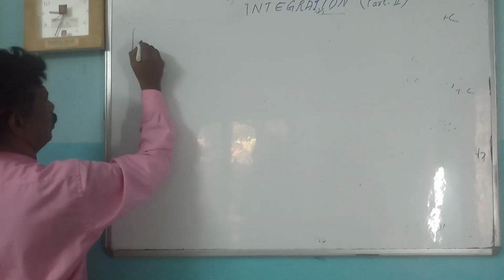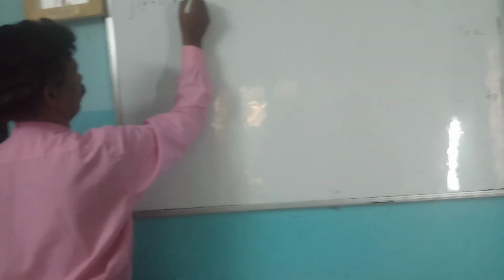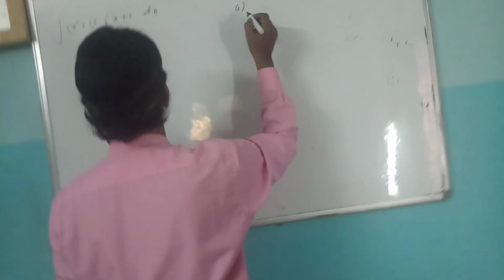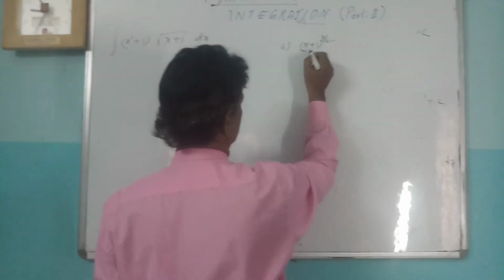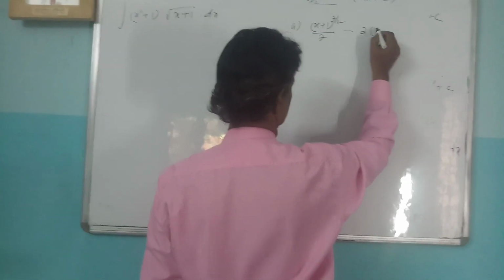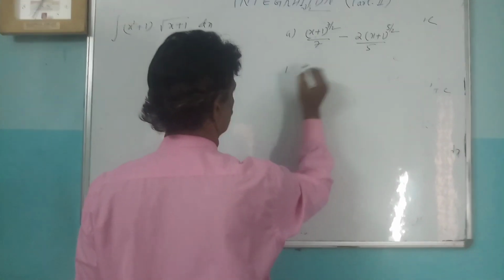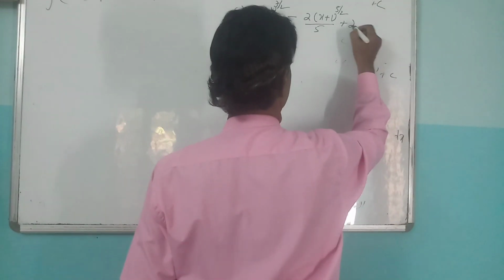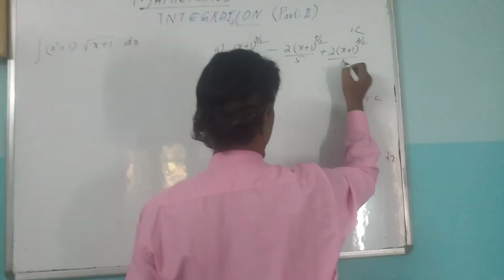Integral of x square plus 1 into root of x plus 1 dx. Choice one: x plus 1 the whole raised to 7 by 2, by 7, minus 2 into x plus 1 the whole raised to 5 by 2, by 5, plus 2 into x plus 1 the whole raised to 3 by 2, by 3, plus c.